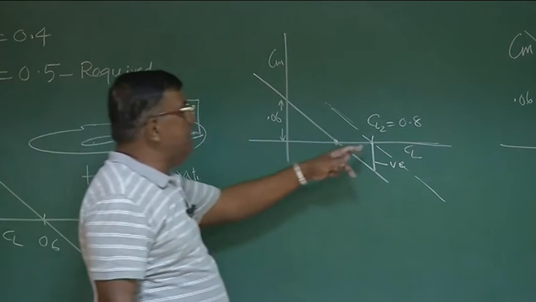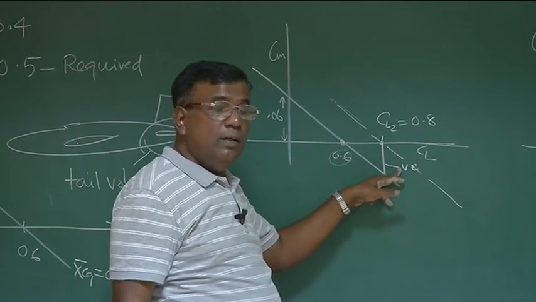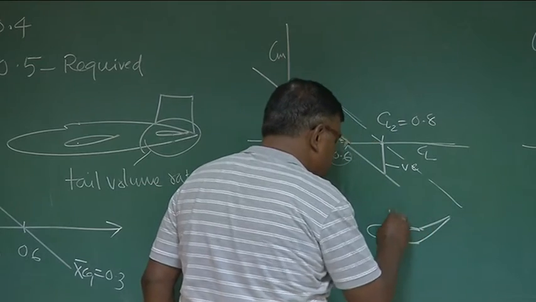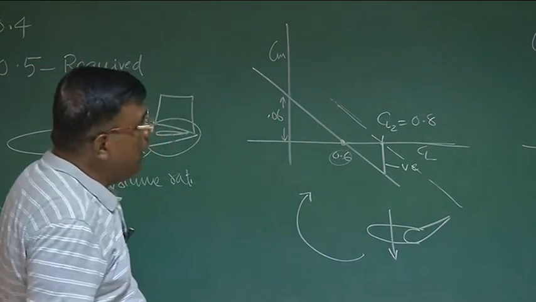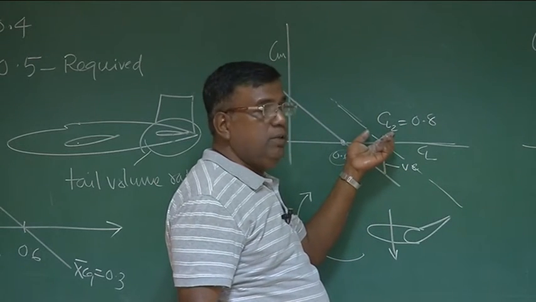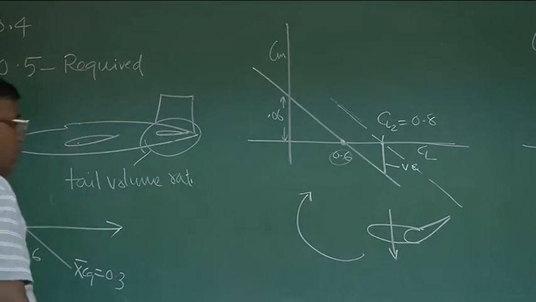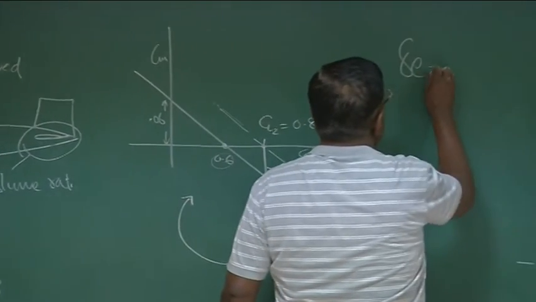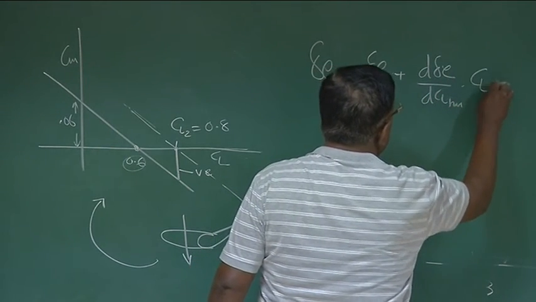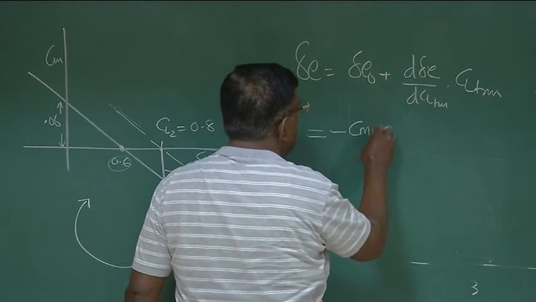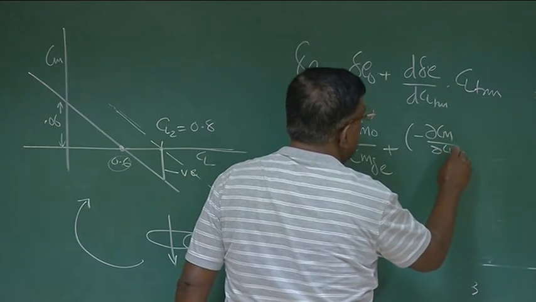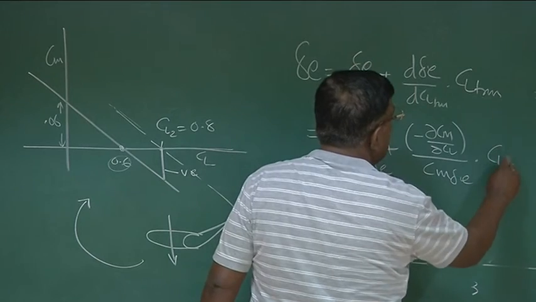So if you want to really do this, that means at this point, this negative pitching moment has to be nullified. So who will nullify this? We nullify this by putting the elevator up. Because elevator up means it gives force like this, a moment about our CG nose up. So I should be able to give that much of elevator which will neutralize this negative pitching moment at CL2, which is equal to 0.8. And how do I do that? We all know we use this relationship: delta E equal to delta E naught plus d delta E by dCL trim into CL trim, where this is minus Cm naught by Cm delta E plus minus dCm by dCl by Cm delta E into CL trim.